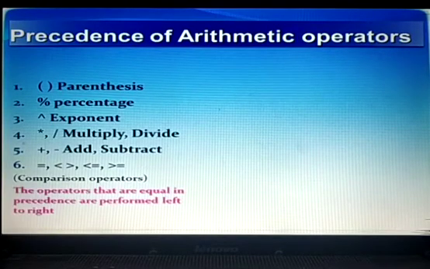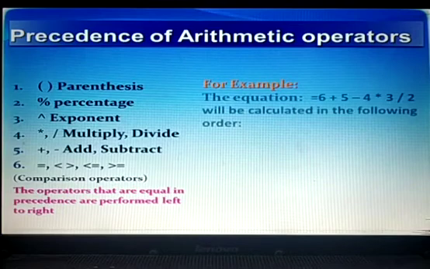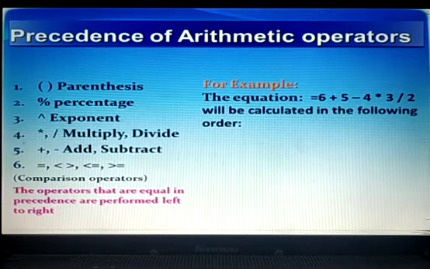The operators that are equal in precedence are performed from left to right. It means if you are using more than one operator having the same precedence, like multiply and divide, then first of all it will perform multiplication, then it will divide. For example, the equation 6 plus 5 minus 4 into 3 by 2 will be calculated in the following order.